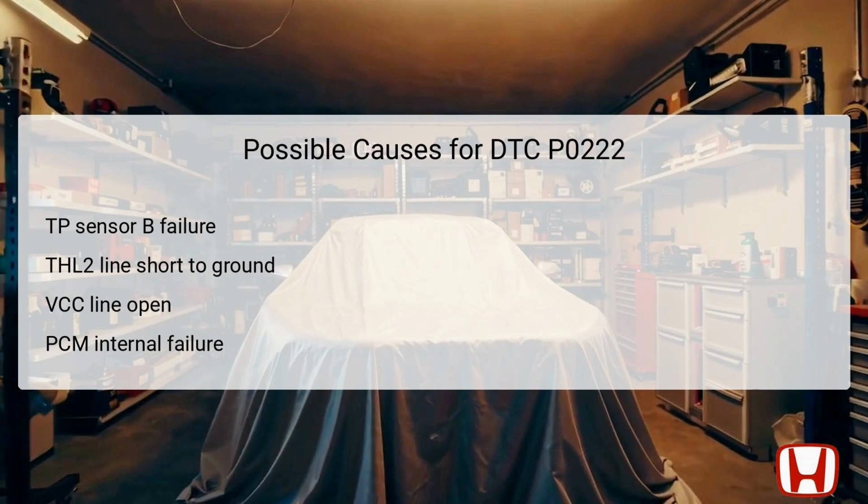Furthermore, internal failure of the PCM itself could lead to misinterpretation of the data being relayed from the TP sensor B, culminating in the error code being stored. It's important to note that these causes are not exhaustive, suggesting that other undetermined issues might also be at play.